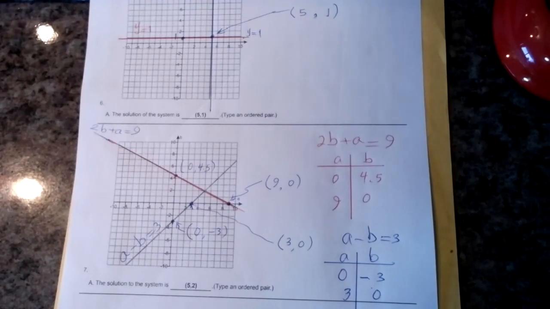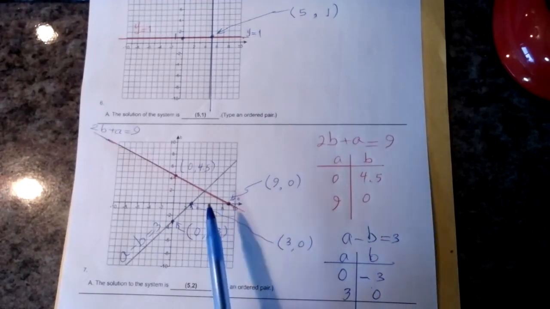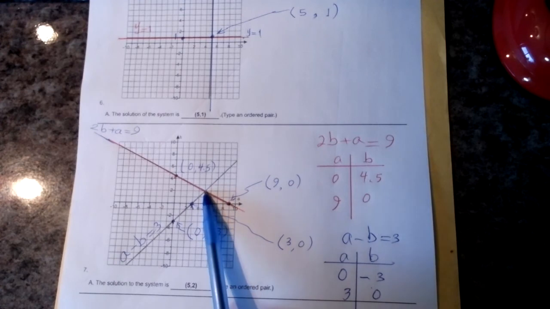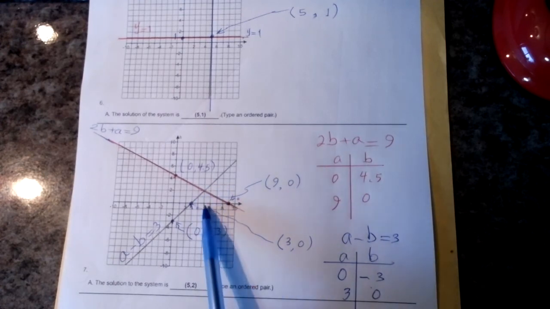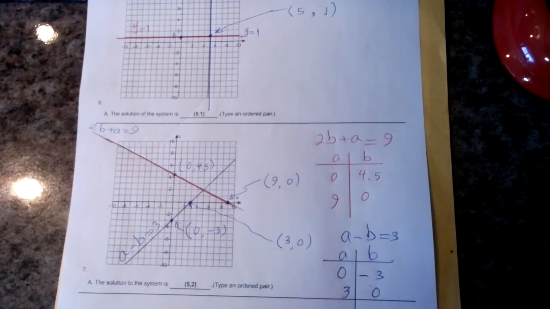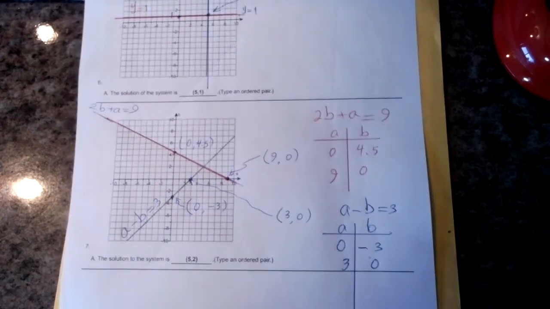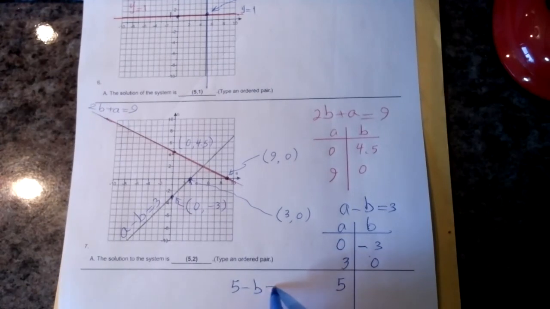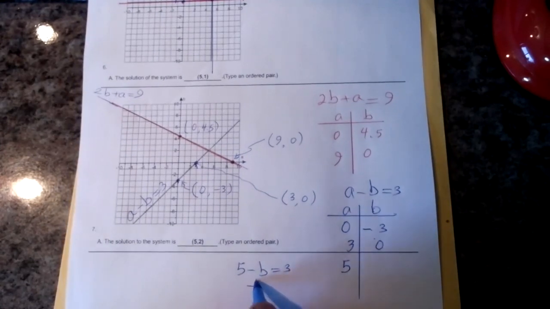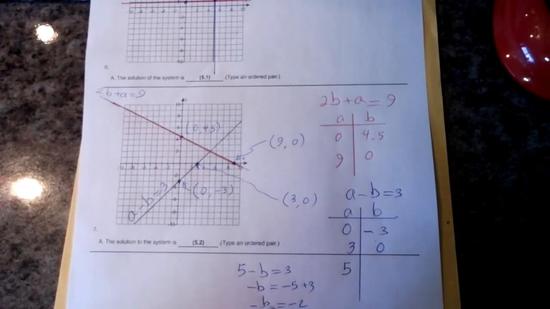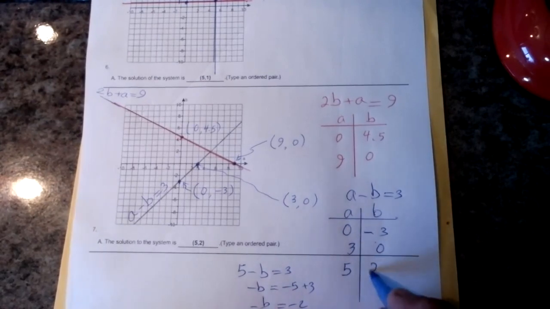And you could see that the point of intersection is this point. If they ask you to read the point of intersection, this point, a is 5 and b is 2. And you could always test it. Let's say I put 5 for a in a minus b equal to 3, so 5 minus b equal to 3, or minus b is equal to minus 5 plus 3, or negative 2. So b is 2. See, that gives you that point.